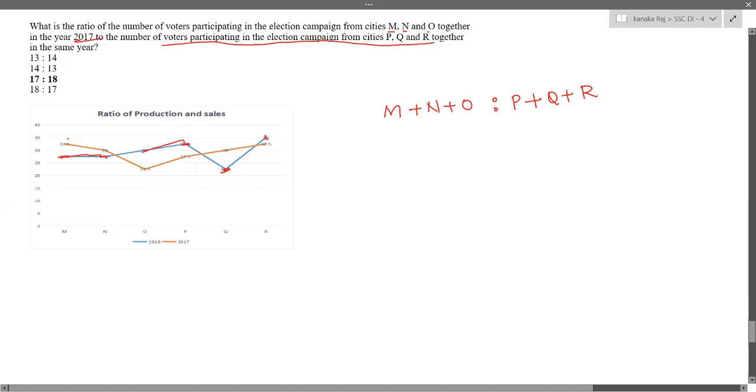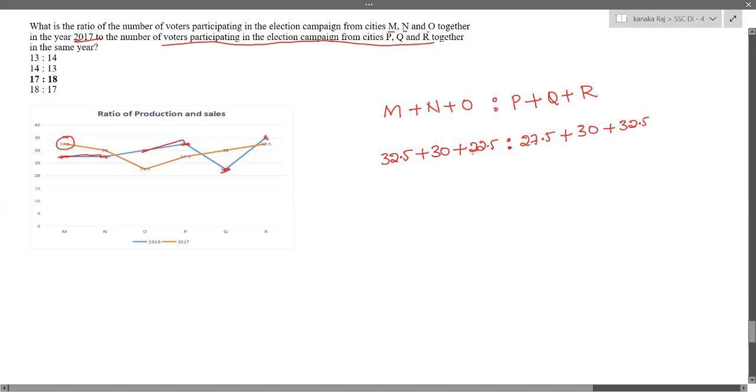So what are the values that we have? From city M, 32.5 lakh people participated in the election campaign. So it is 32.5 plus from city N it was 30 lakh people. From city O it was 22.5 lakh people. Since it is the ratio, I'm eliminating lakhs directly. I'm not taking it into consideration. Now from city P, what is the number of people who participated in the election campaign? It is 27.5. From city Q, what is the number of people who participated? It is 30 once again. Plus from city R, it is 32.5 lakh people.